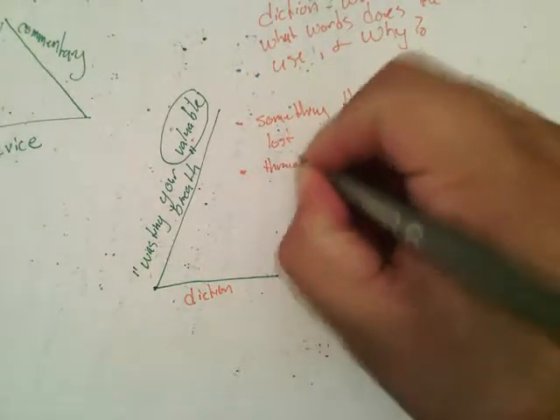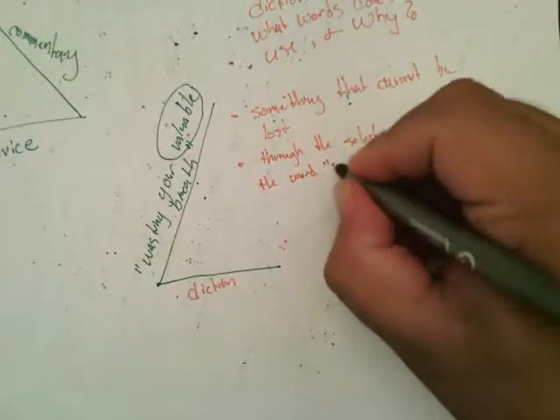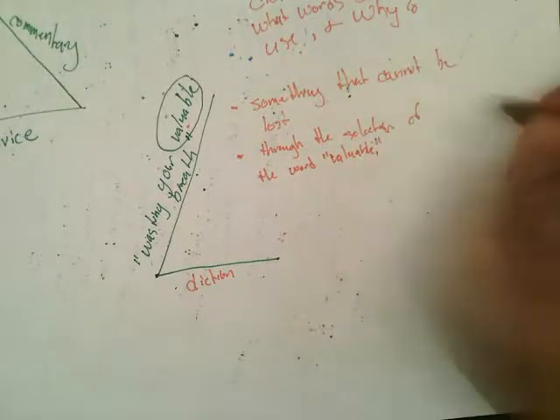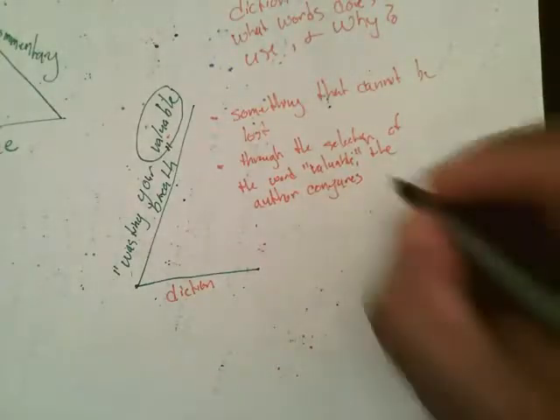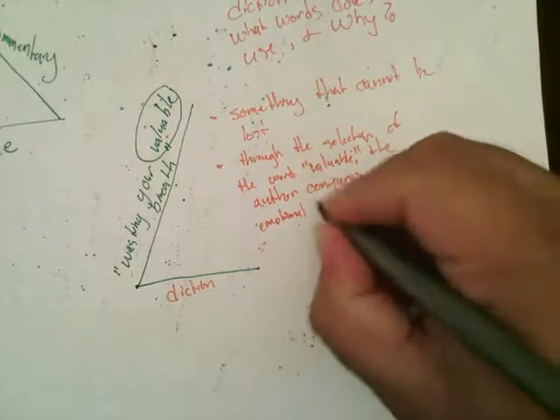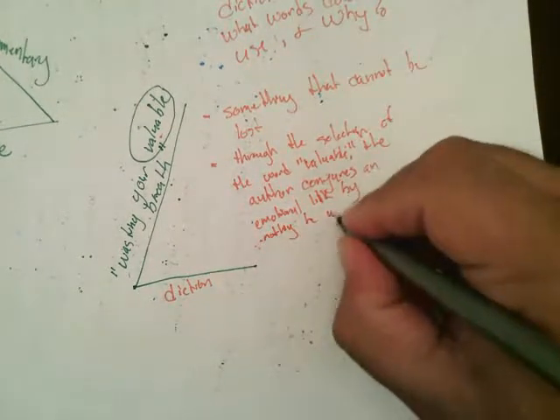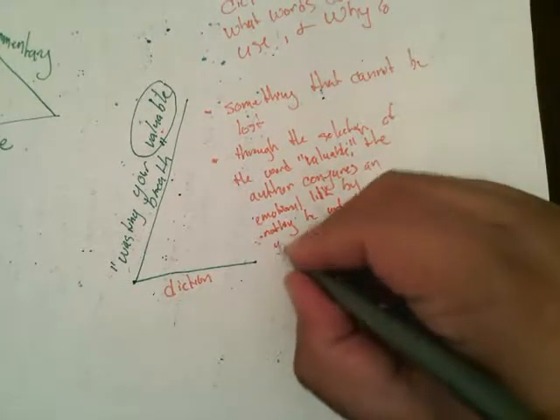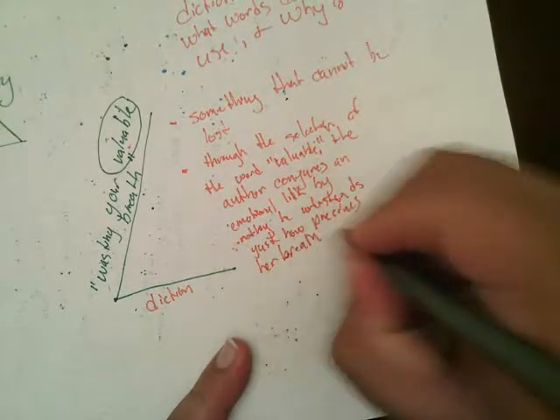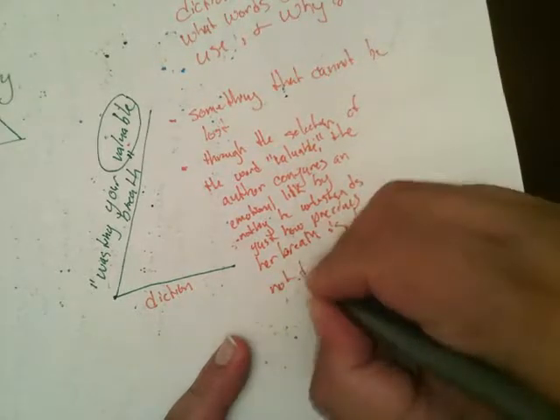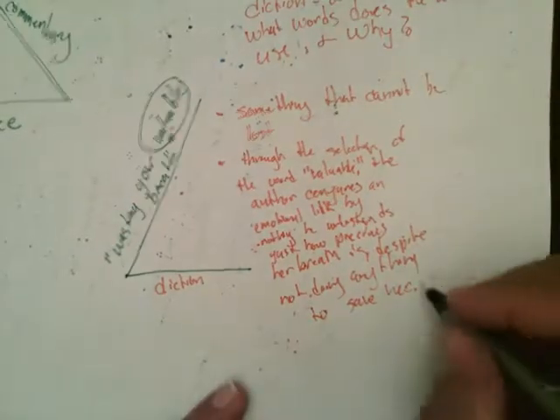So through the selection of the word valuable, the author conjures an emotional link by noting he understands just how precious her breath is, despite not doing anything to save her breath, I guess, would be a better.